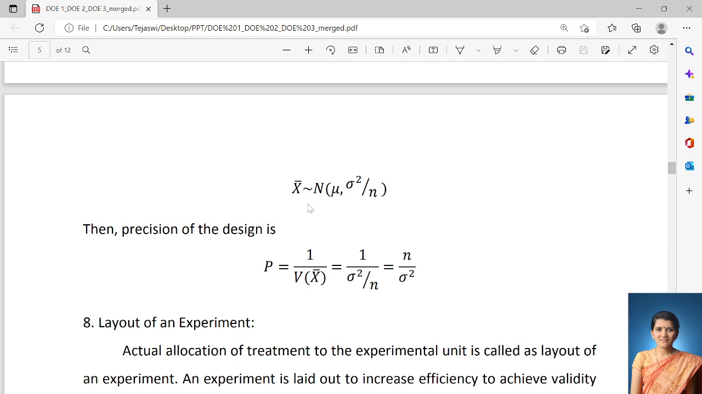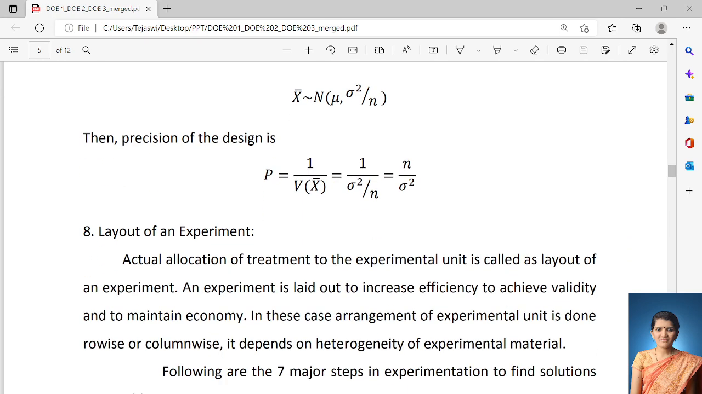What is the variance of x bar? Sigma square by n. So, it is written as 1 divided by sigma square by n. On simplification we get n divided by sigma square. So, by definition, the precision p is equal to n divided by sigma square, where sigma square is the variance of the particular variable which follows the normal distribution.